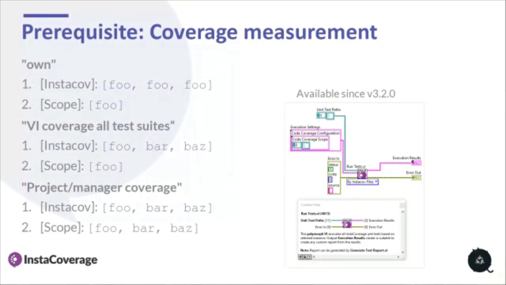And the killer application is, Fabiola, you were missing this feature, and it is available since 3.2.0: the project coverage, where you throw in all your tests and all your VIs. Basically, the scope can be the project, and InstaCoverage will measure the overall coverage.